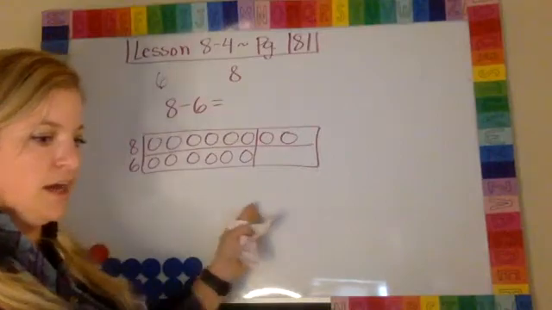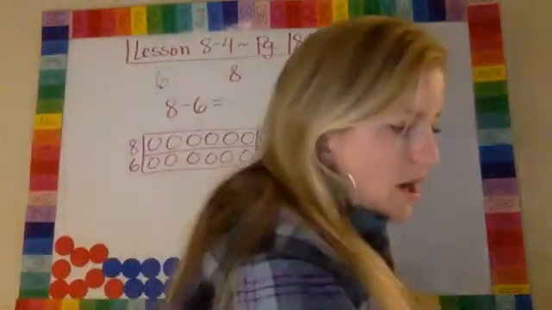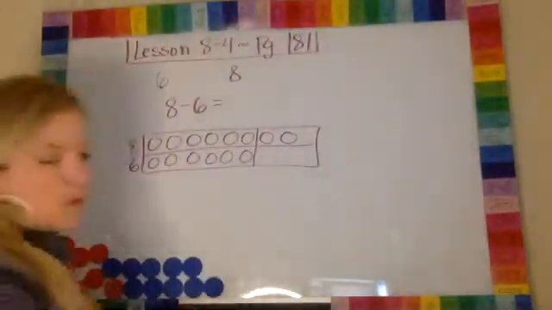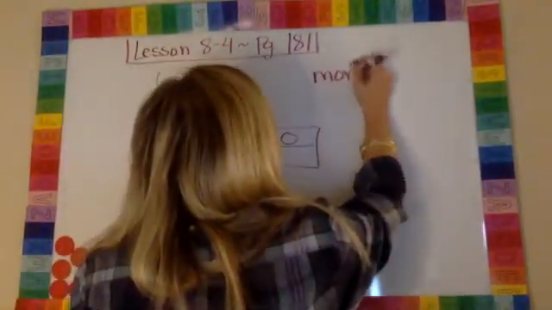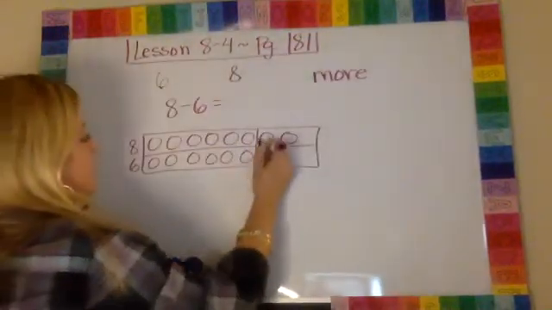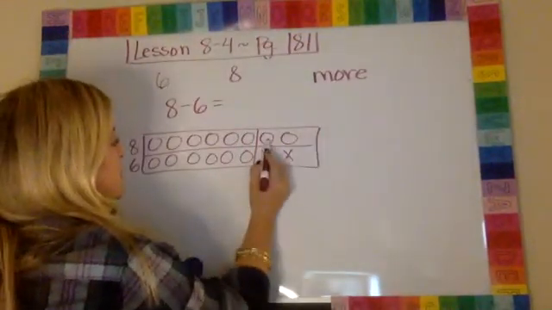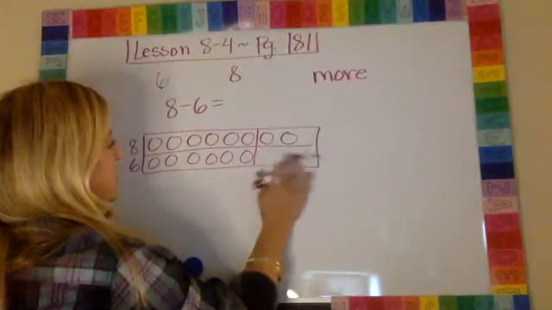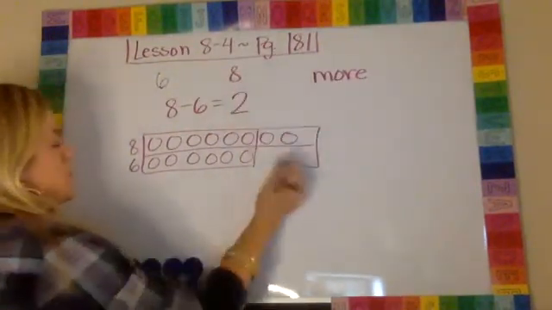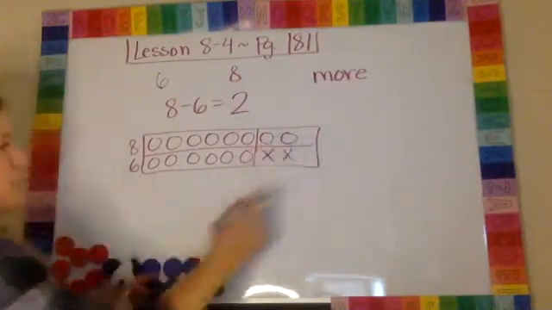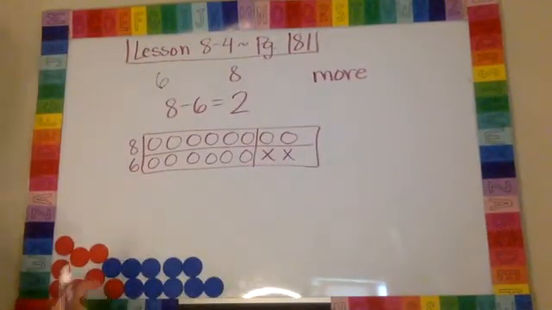Okay. Now, I need blank more. It says how many more? How many more are there? More is 1, 2. They have 2 more. Here I have 2 fewer. Here I have 2 more. 1, 2 to match those up and give them a partner.